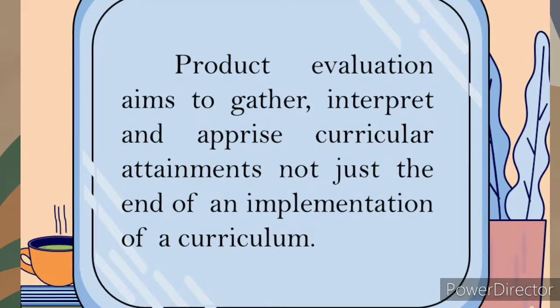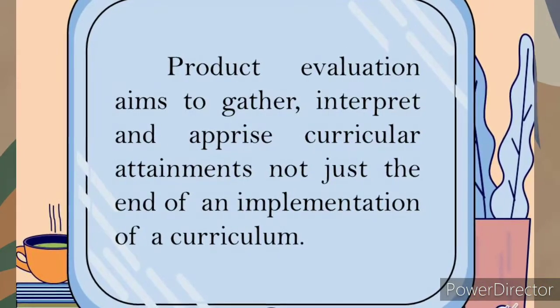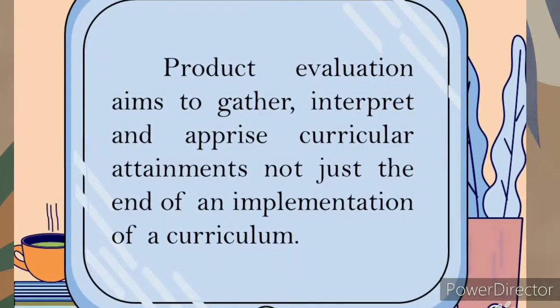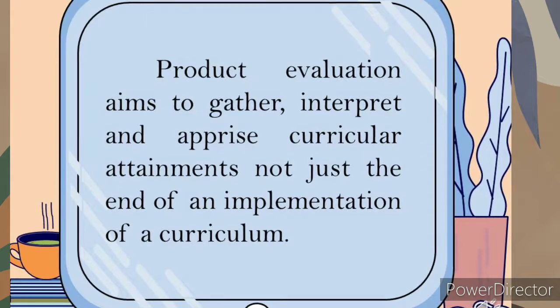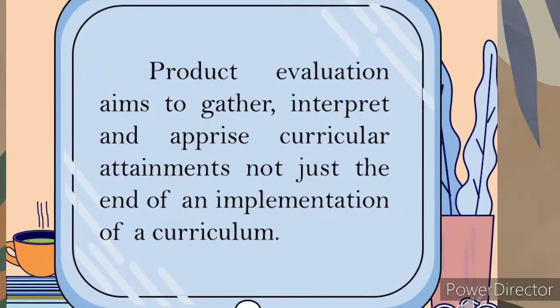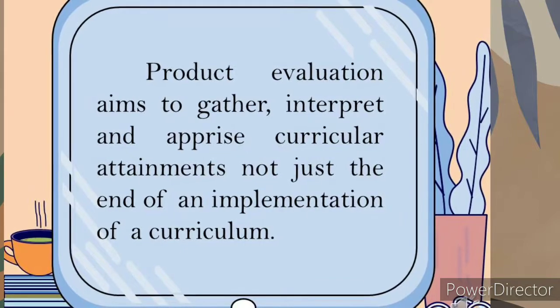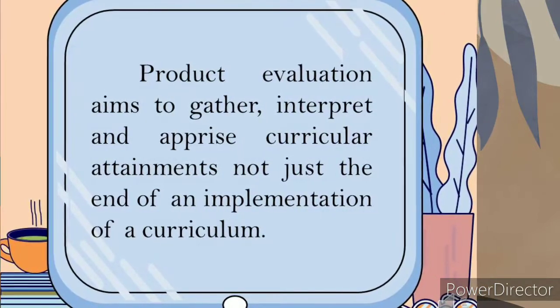Product evaluation aims to gather, interpret, and appraise curriculum attainments, not just at the end of an implementation of a curriculum. When using the CIPP model, while it is desirable and ideal to conduct curriculum evaluation by looking at the 4 phases identified by Stufflebeam, one can also focus on 1 or 2 phases of evaluation.